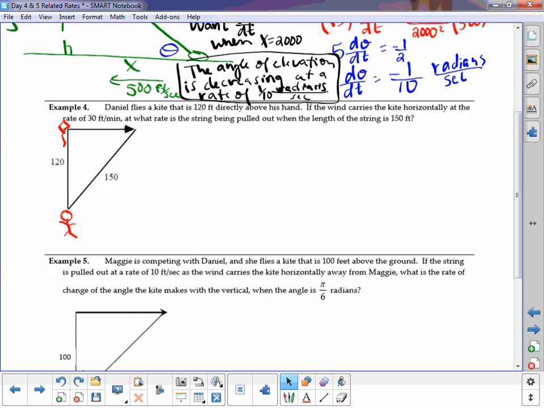All right, pause and talk to your shoulder partner. What's the equation you're using for this problem? So talk to your shoulder partner. What equation are you guys using?